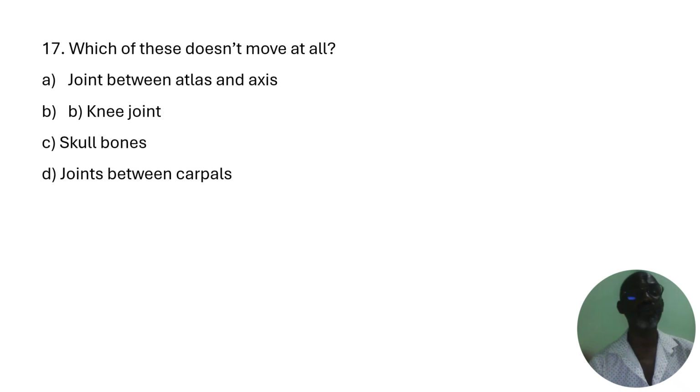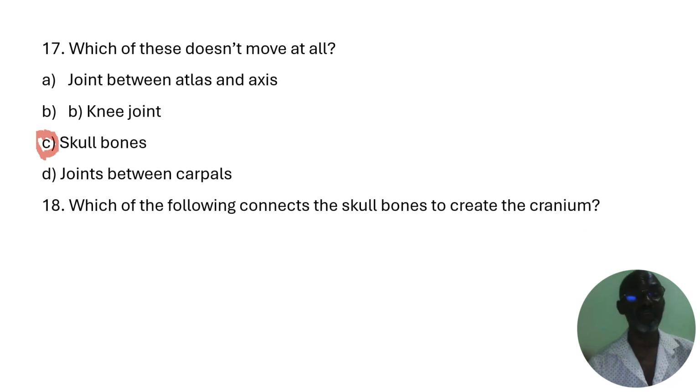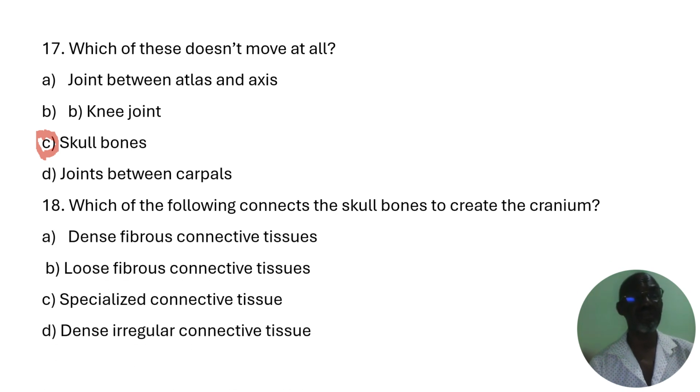Question number 17. Which of these doesn't move at all? Joint between atlas and axis, of course, synovial, movable. Knee joint, of course, it is a hinge joint, movable. The skull bones, yes, they are fibrous joints, they don't move. You can stop here. Joints between carpals, they are synovial, movable. Question number 18. Which of the following connects the skull bones to create the cranium? Of course, dense fibrous tissue.